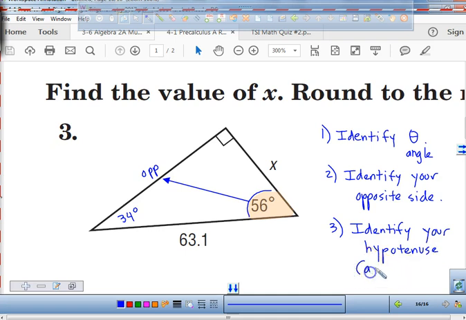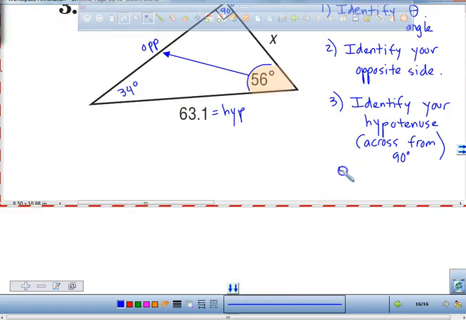Which is, we'll put parentheses, which is always across from what? It's across from the right angle, the 90-degree angle. So see the 90-degree angle right here? We're going to put 90 right there. That's the 90-degree angle. So this side right here has to be my hypotenuse. And that means you can now label your adjacent side. Okay? So x right here would have to be the only side that's left.